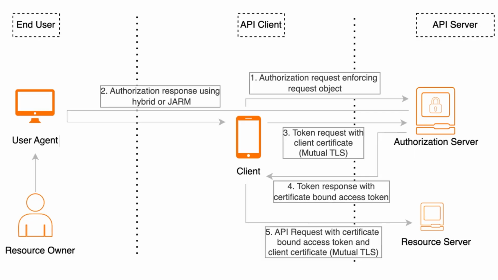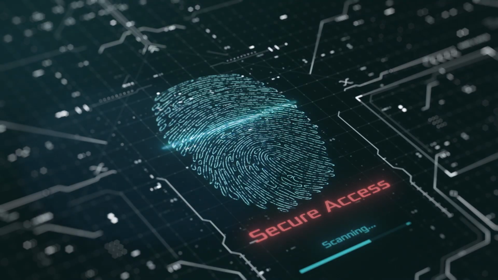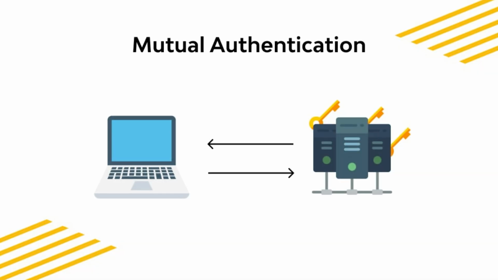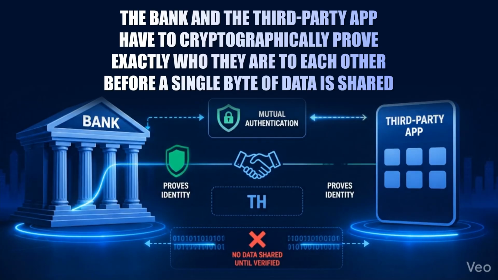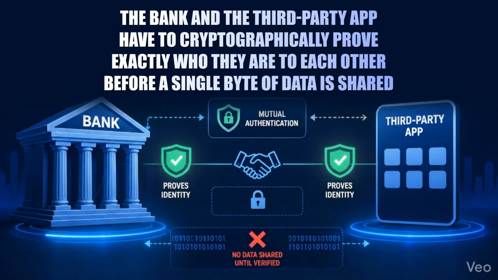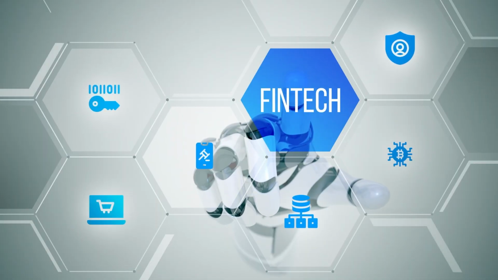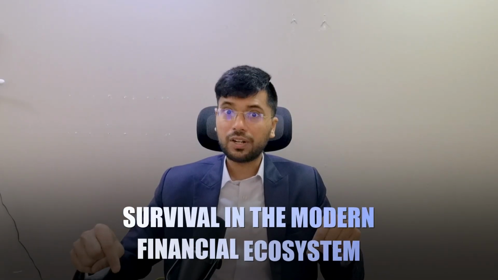But in Open Finance, we use FAPI, Financial Grade APIs. This isn't a house key, it's a biometric thumbprint scanner combined with a time-sensitive passcode. It is the highest level of API security that currently exists. It forces mutual authentication, meaning the bank and the third-party app have to cryptographically prove exactly who they are to each other before a single byte of data is shared or a single payment is initiated. If your team is building fintech integrations, FAPI compliance and Mutual TLS aren't just nice to have, they are the absolute baseline for survival in the modern financial ecosystem.